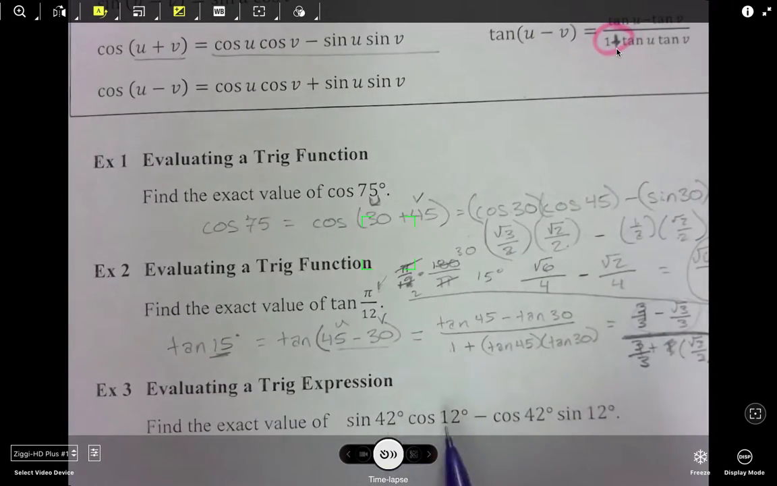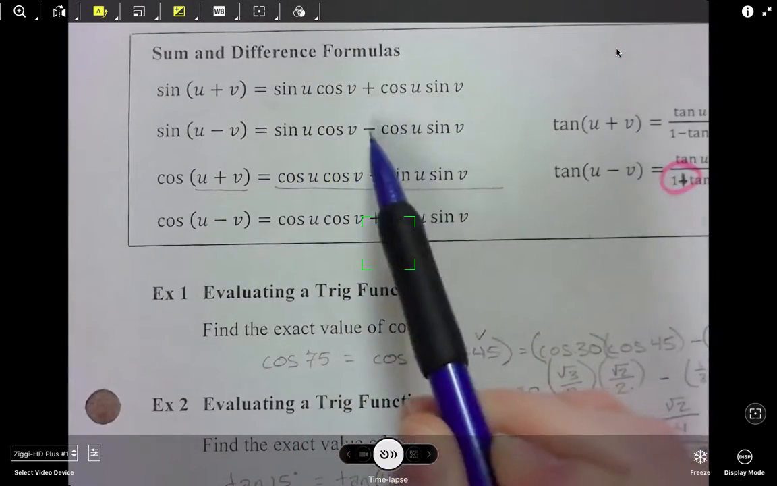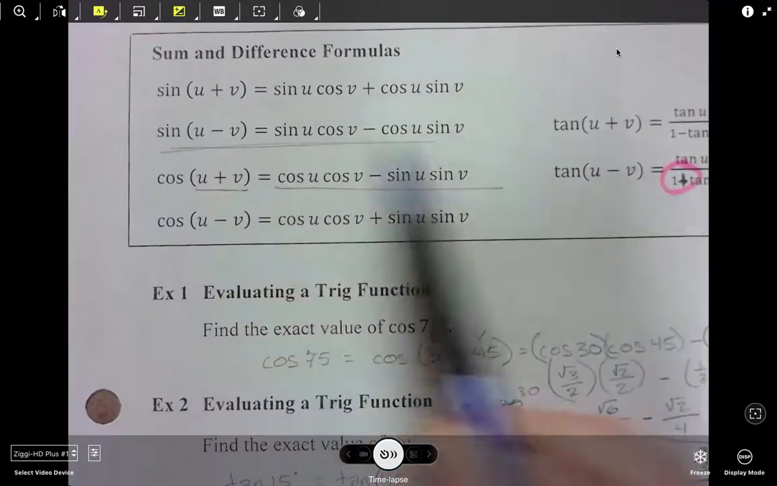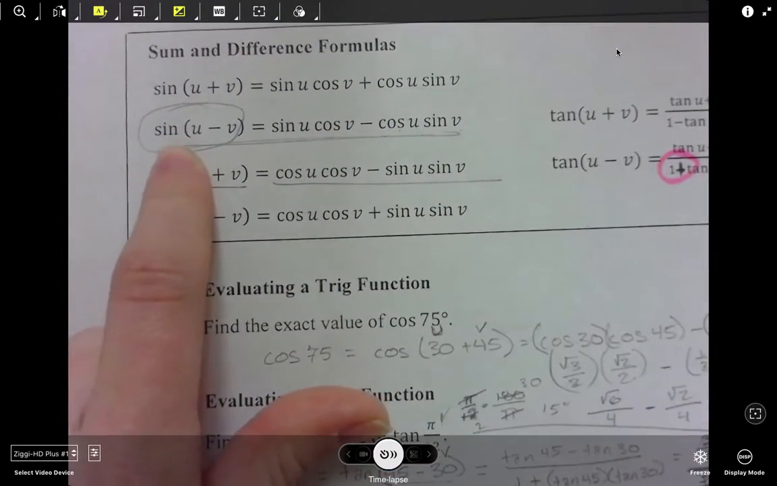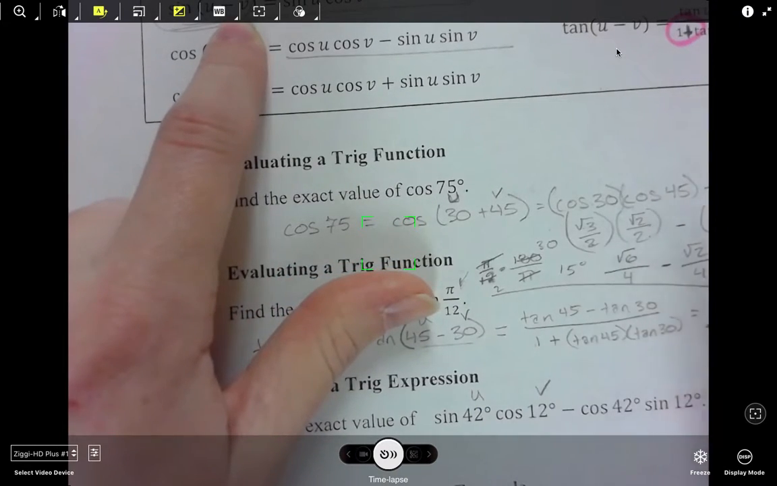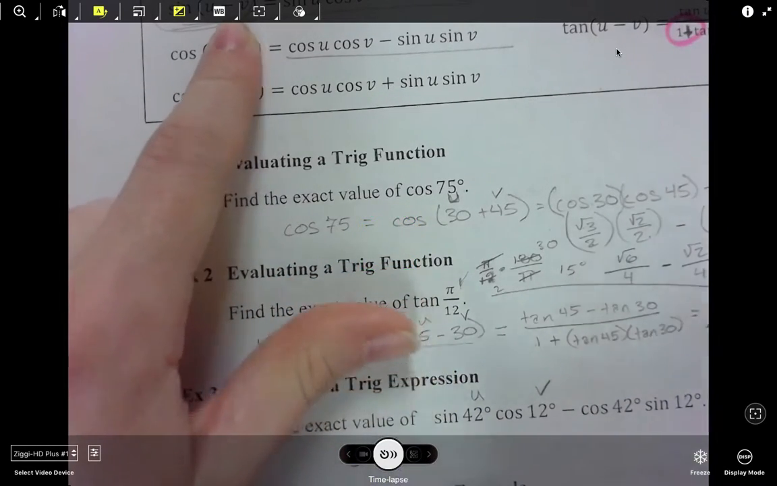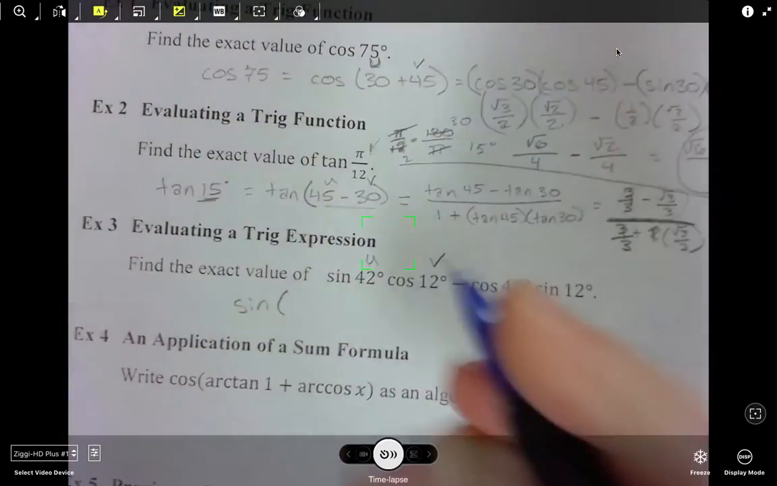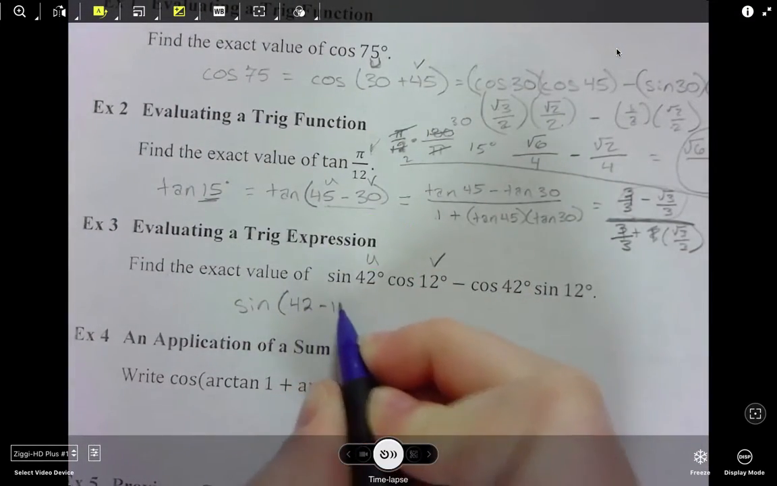So this is sine, cosine, minus cosine, sine. So I'm looking up here, sine, cosine, minus cosine, sine. That's this one right here. So what that amounts to is sine of u minus v. U is 42 and v is 12. So sine of u minus v is sine of 42 minus 12.